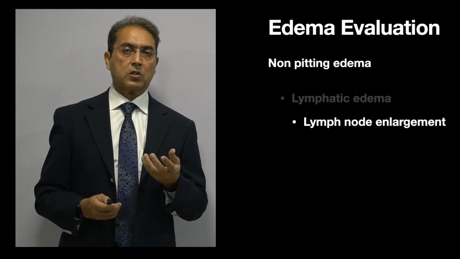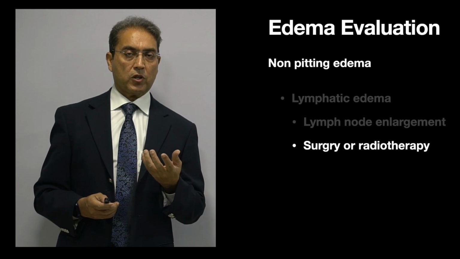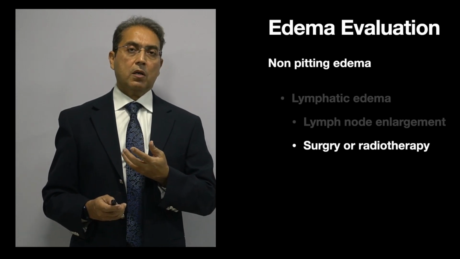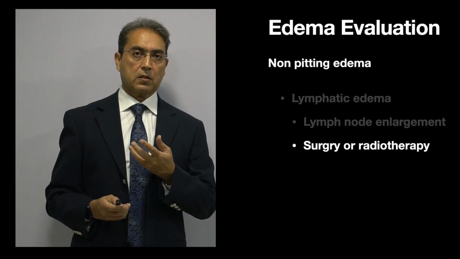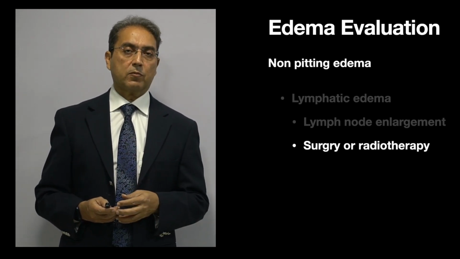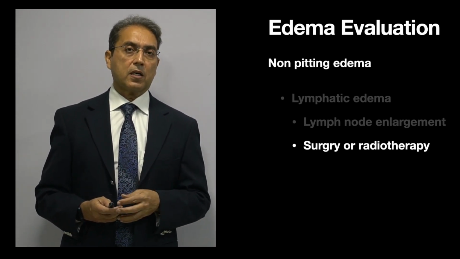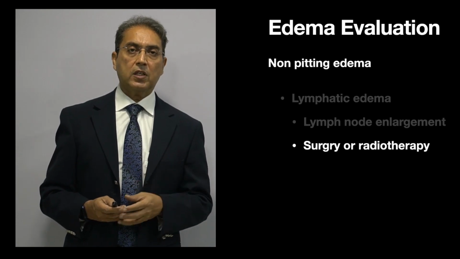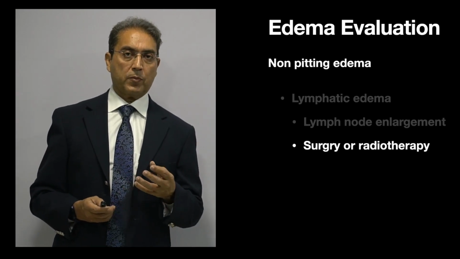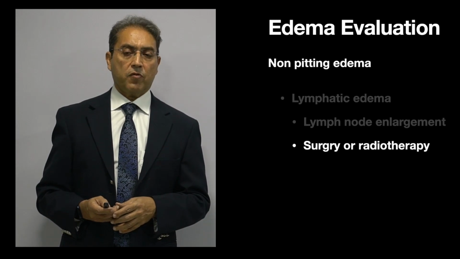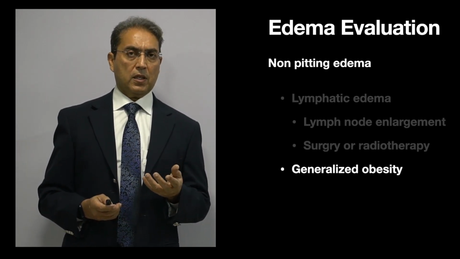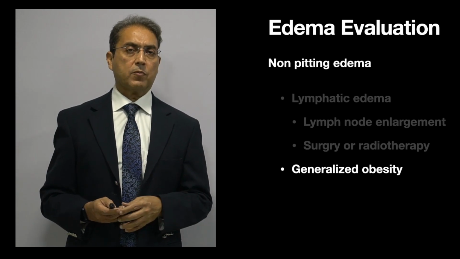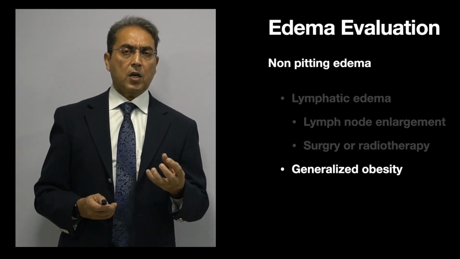That may be because of diseases affecting lymph nodes. There may be surgery, for example, when you do radical mastectomy with lymph node clearance, the edema may develop in the upper limb. Similarly, edema can develop in the lower limbs, or if the nodes are destroyed by radiotherapy, that can result in lymphatic edema.